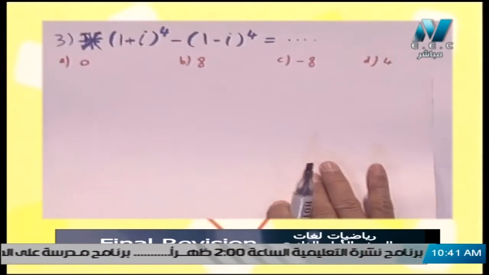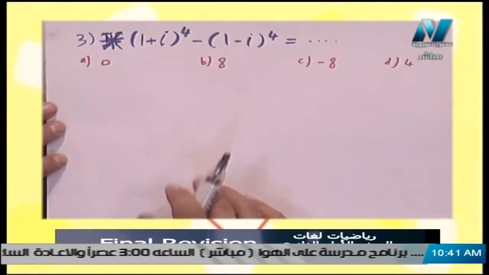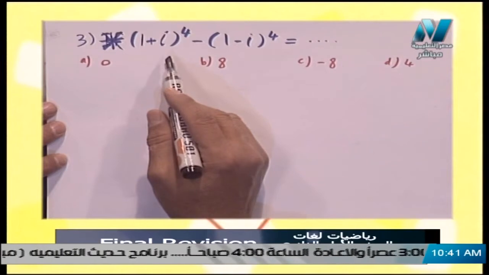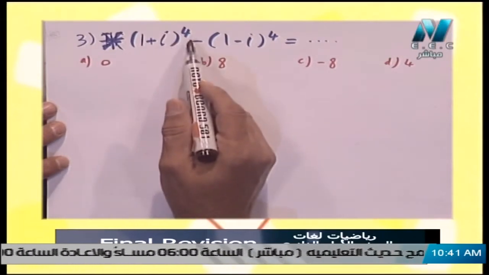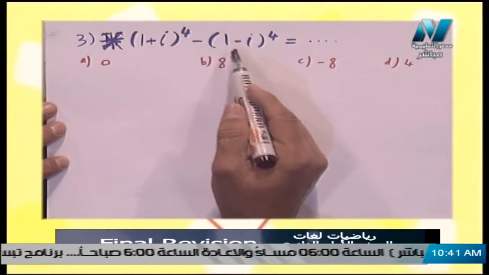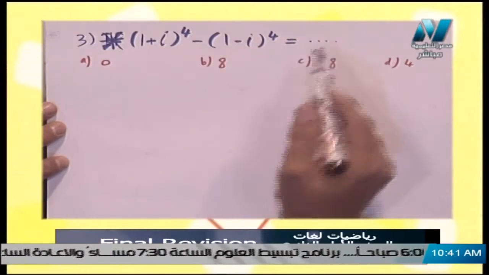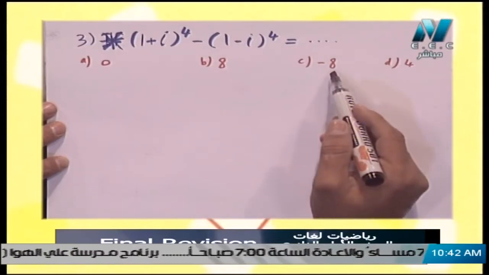Okay. We have here another question. It depends on I, imaginary numbers, and complex numbers. If we have (1 plus i) all power 4 minus (1 minus i) all power 4, then what does this expression equal? Is it 0, 8, negative 8, or 4?